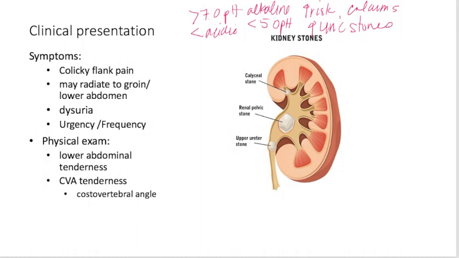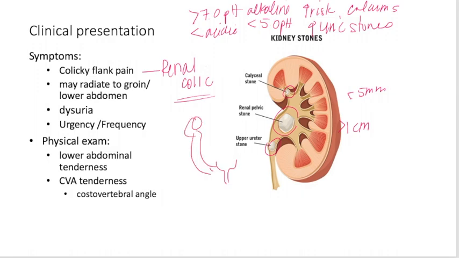The size of the stone is going to determine whether it passes through the system and is excreted through micturition. Smaller stones, less than 5 millimeters, usually pass through, whereas stones greater than 1 centimeter have no ability to pass through. So when the patients present with renal colic, that is colicky, it can radiate into the groin because it's going to follow that pathway, and then you have referred pain off of it.